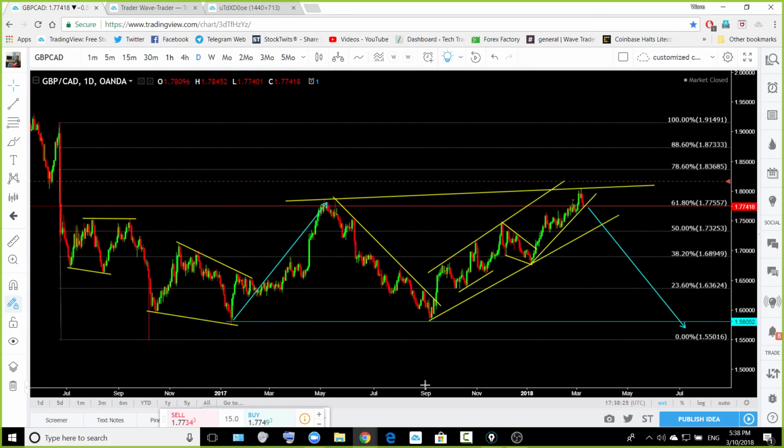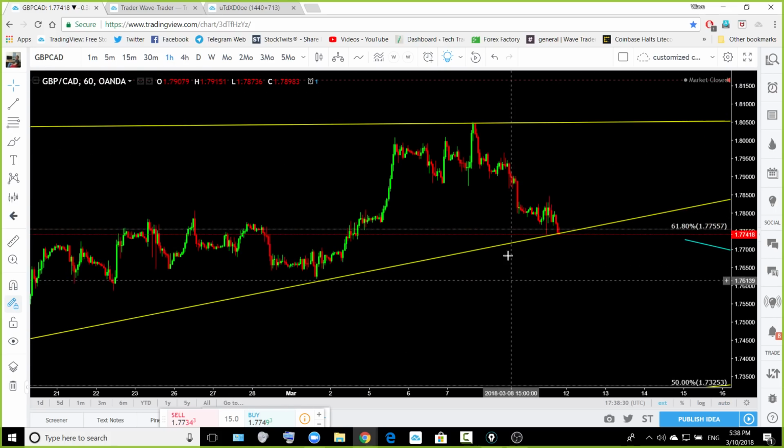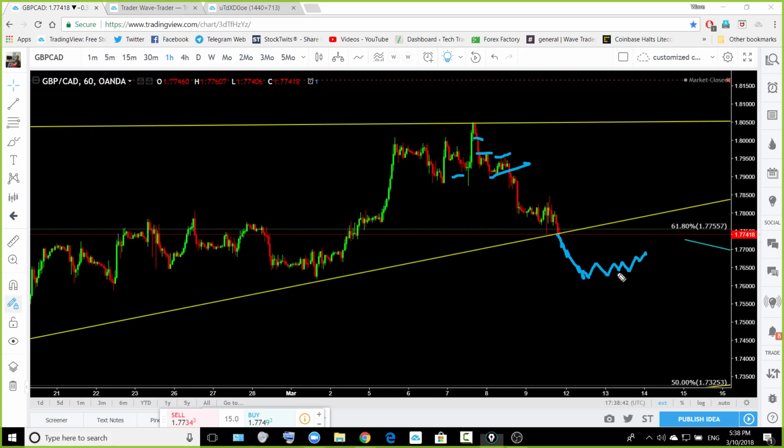What you need to do next week, we were looking for a breakdown from that area. If you are into that trade from these areas, those stops, perfect. Watch this to continue for further downside. Another continuation, and keep selling the pound CAD for downside. Every time you see this correction, look for downside.